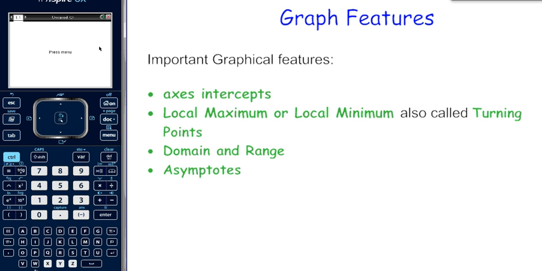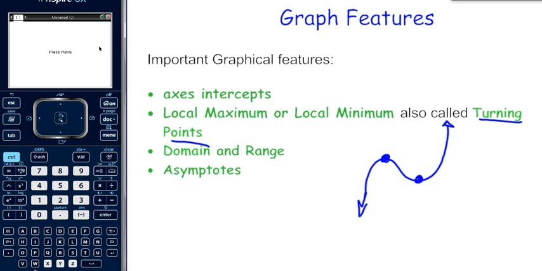Okay, just some vocabulary. Axes, intercepts, those refer to x and y intercepts. Local maximum or local minimum. Local refers to not necessarily the maximum point on the graph. This is a local maximum, whereas the graph still continues forever towards infinity of y, and this is a local minimum, even though the graph continues towards negative infinity as x goes to negative infinity. So a local maximum or local minimum is a high point or low point on your graph. They're also called turning points.